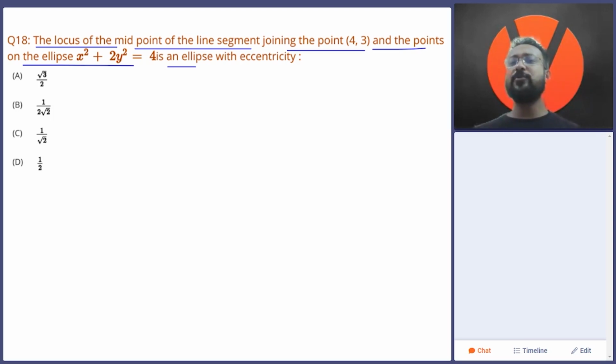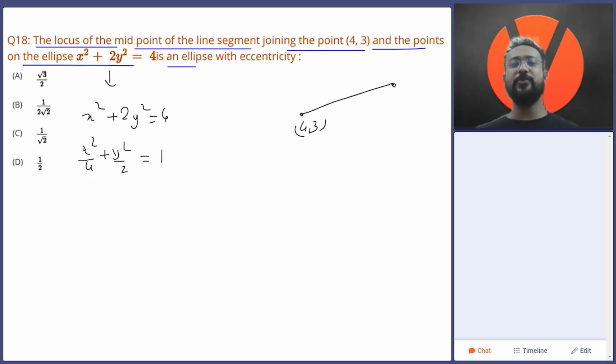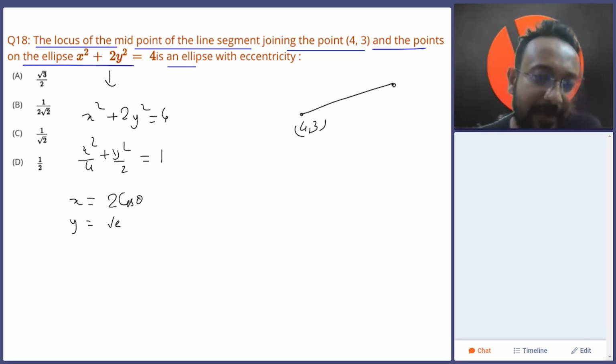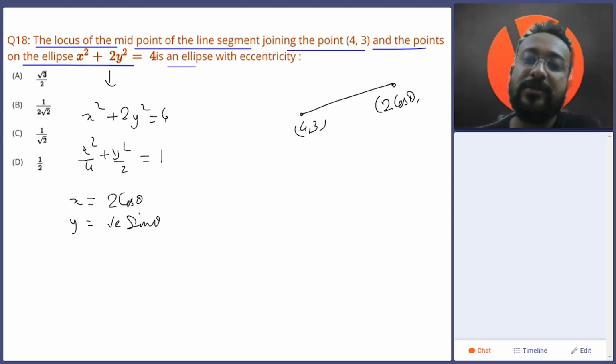So I hope, guys, you understood the question. Basically, one point is (4,3), and another point is lying on the ellipse. Which ellipse? x square plus 2y square is equal to 4. That is x square by 4 plus y square by 2 is equal to 1. So x equals a cos theta, a is 2, so 2 cos theta, and y equals b sin theta, that is root 2 sin theta. These are my parametric coordinates, correct? Which I am joining with (4,3). So this is (2 cos theta, root 2 sin theta).